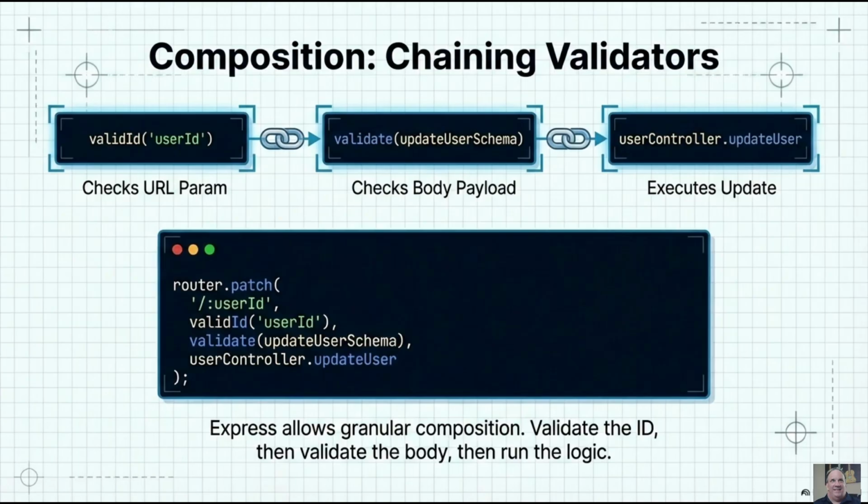So a GET route that takes an ID, just validate ID, a POST route with a body, just validate body, right? A PATCH that needs both, chain them together. The pieces are like Lego blocks. And if you need a third type of validation, say maybe checking the authentication headers, you just build another middleware and snap it into the chain. The pattern scales very well.